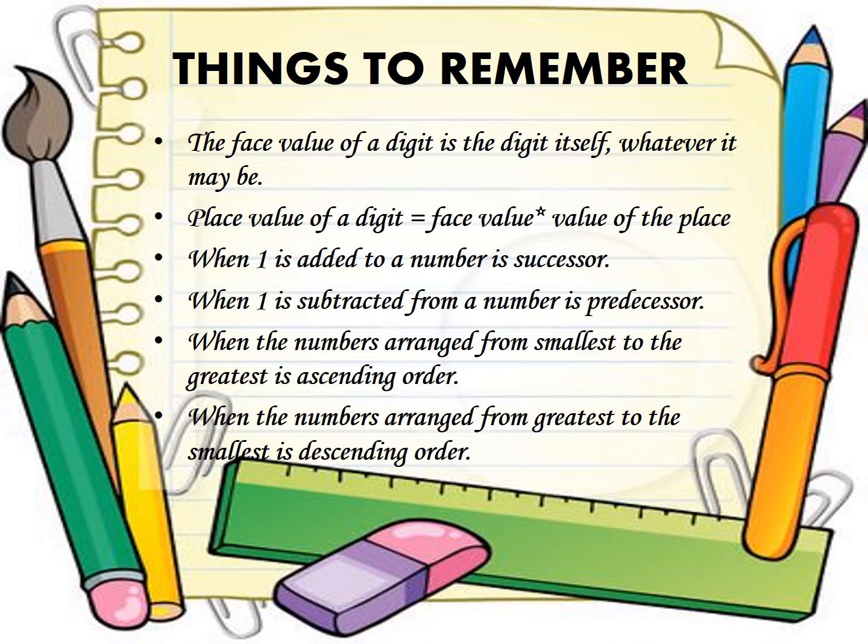Now, points to remember. The face value of a digit is the digit itself, whatever it may be. Place value of a digit is equal to face value times value of the place. When 1 is added to a number, it is the successor. When 1 is subtracted from a number, it is the predecessor. When the numbers are arranged from the smallest to the greatest, it is ascending order. When the numbers are arranged from the greatest to the smallest, it is descending order.